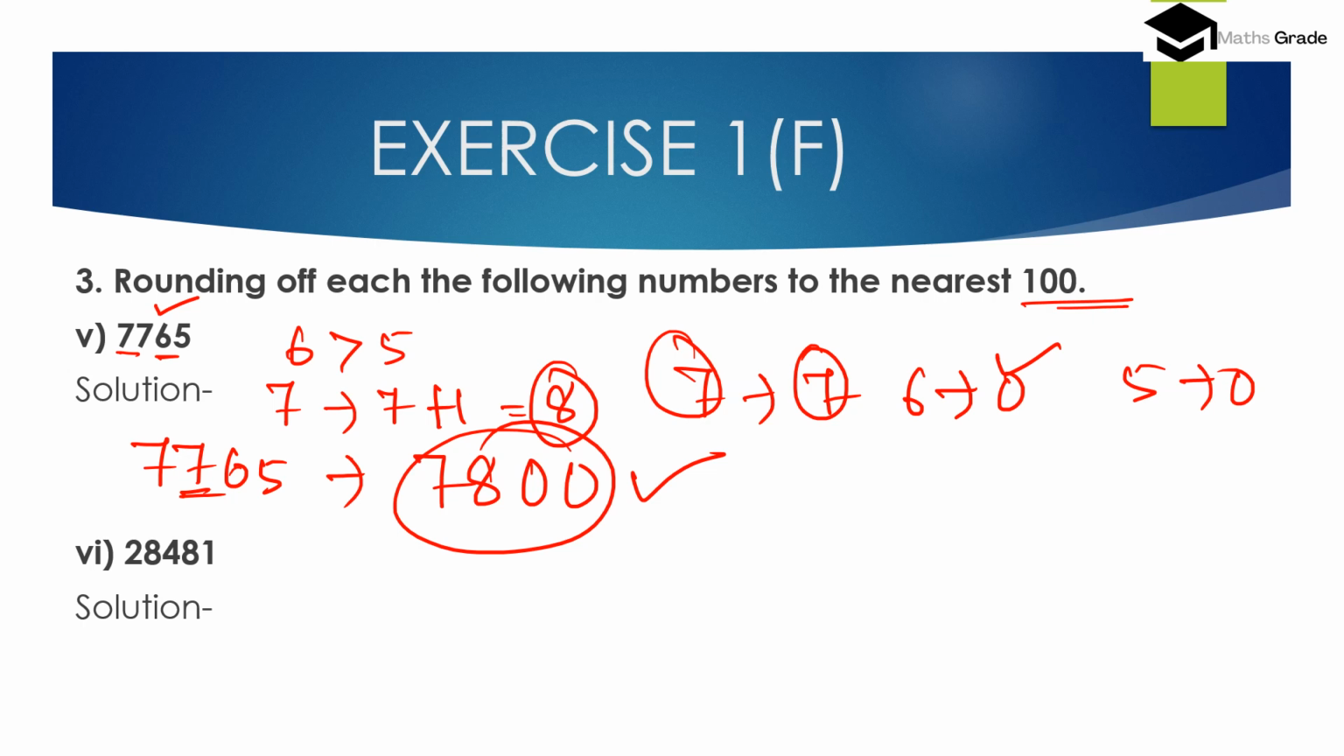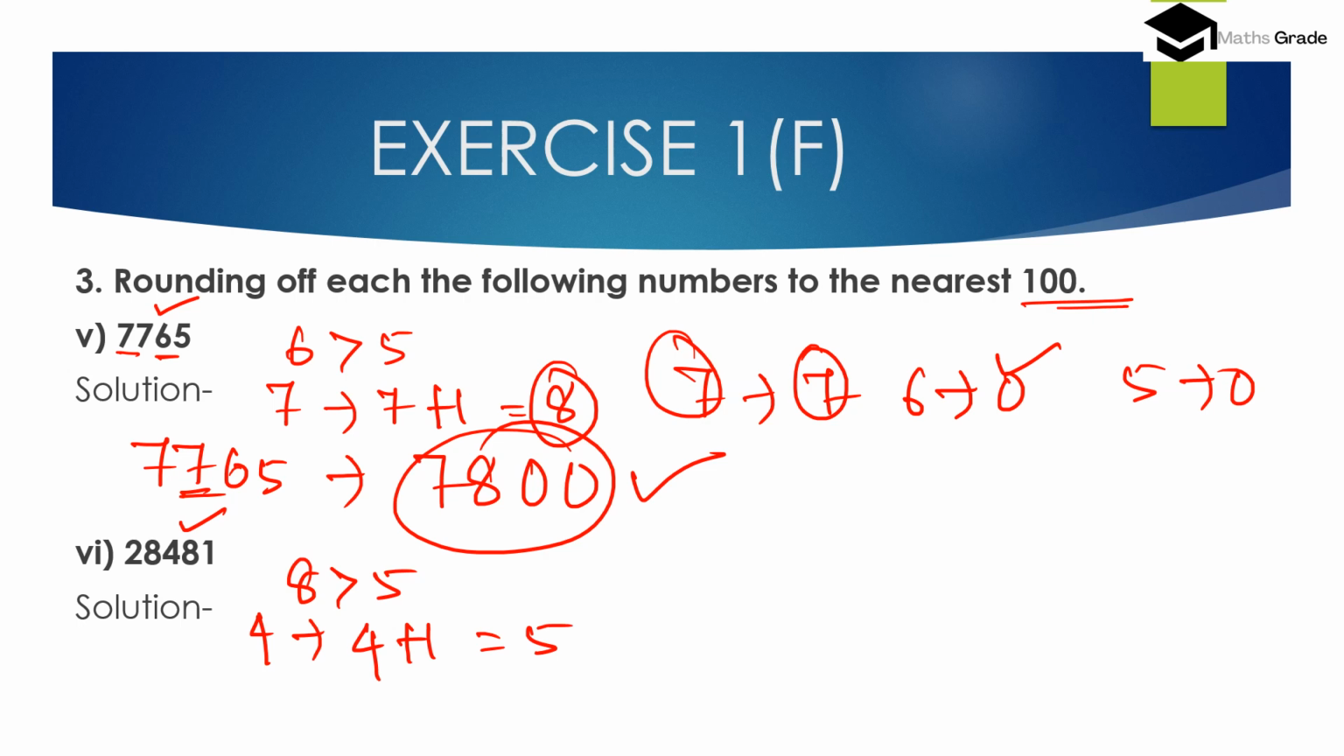Now question 6: 28,481. When we round this number 28,481 to the nearest hundred, look at the tens place digit. The tens place digit is 8, which is more than 5. So we have to add 1 to the hundred place digit. Here the hundred place digit is 4. So 4 changes to 4 plus 1, and 4 plus 1 is 5.